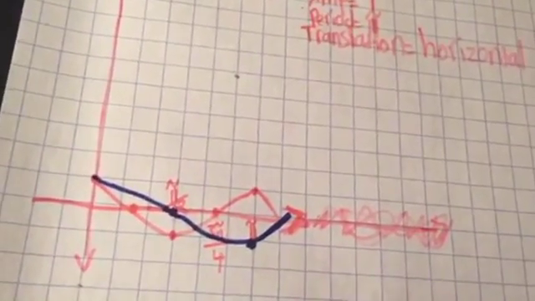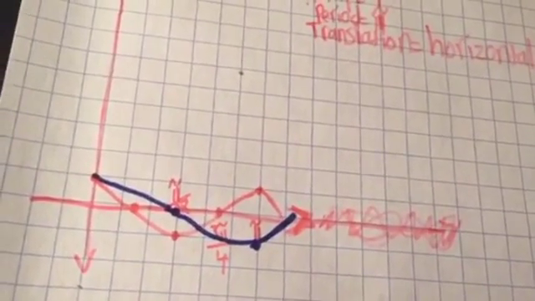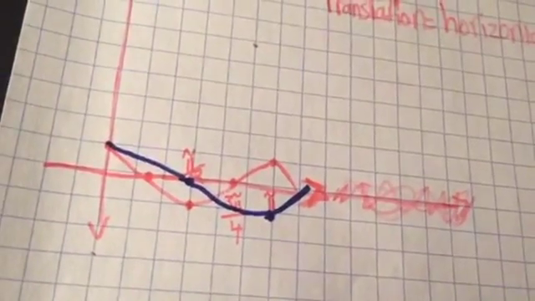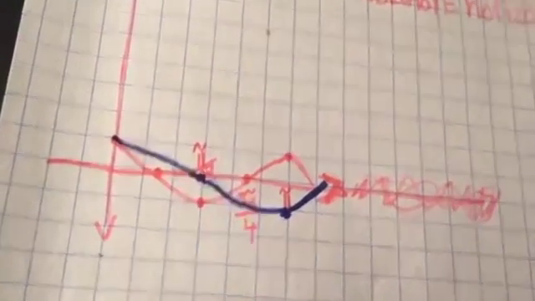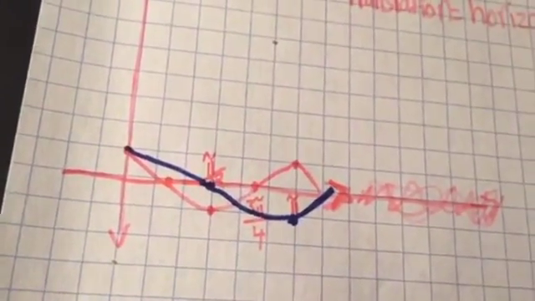So how do we get the blue line? We have to divide each point's x value by 2. So the point pi over 2, its x value is 0. So 0 divided by 2, 0. So the point right there will end up on pi or 1, 0.